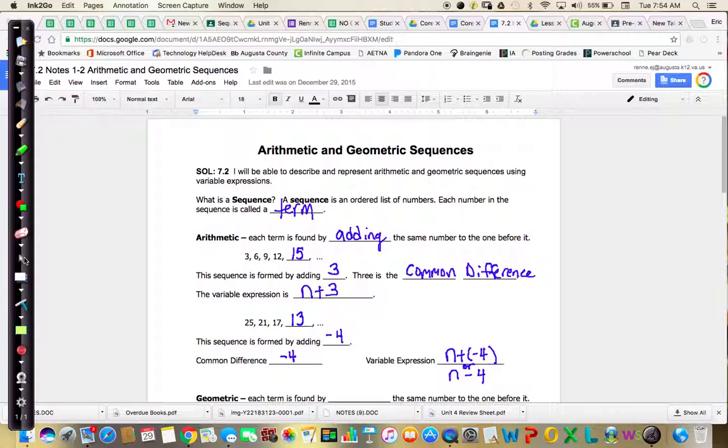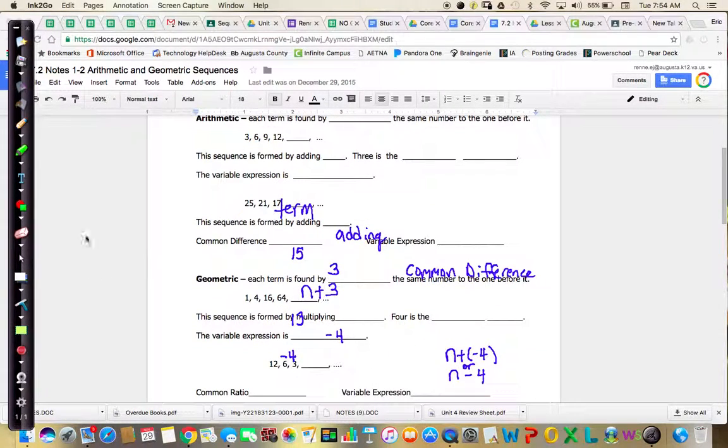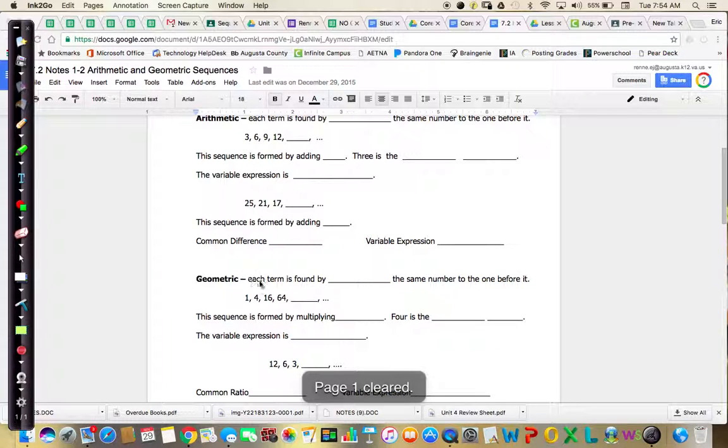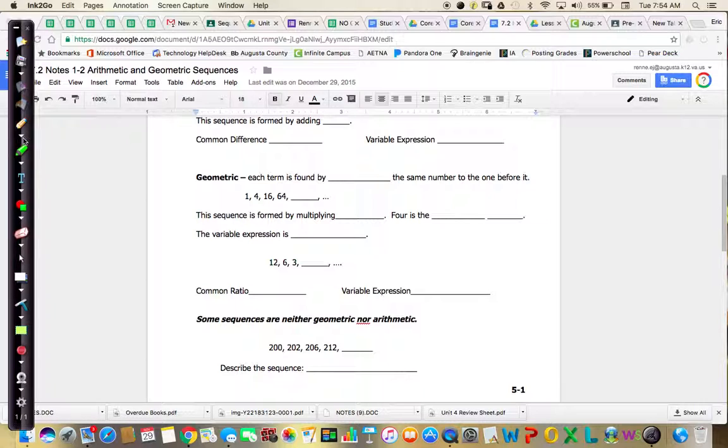Okay, now we're going to learn about the geometric sequence. Geometric is each term is found by multiplying the same number to the one before it. And sometimes you hear people say it's multiplying or dividing, because when you're multiplying by a fraction, it can be considered division as well. So we have our pattern 1, 4, 16, 64.